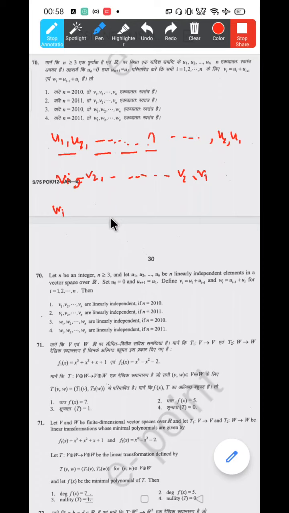So what is the condition? v1 v2 vn are linearly independent when n equal to 2010. So if your n is 2010, up to 2010, vi up to vn they are asking.